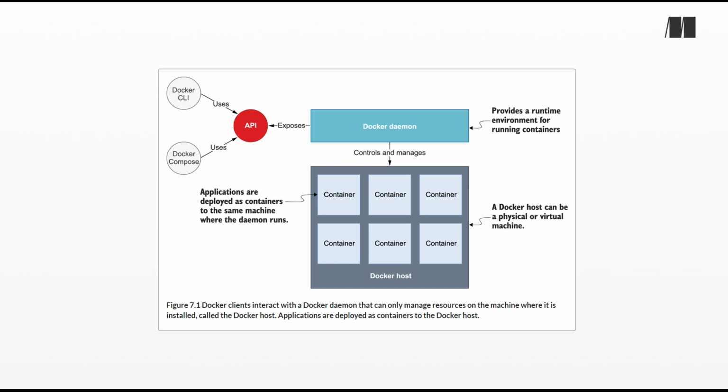Figure 7.1 shows how you target a single machine when using Docker. Figure 7.1. Docker clients interact with a Docker daemon that can only manage resources on the machine where it is installed, called the Docker host. Applications are deployed as containers to the Docker host.